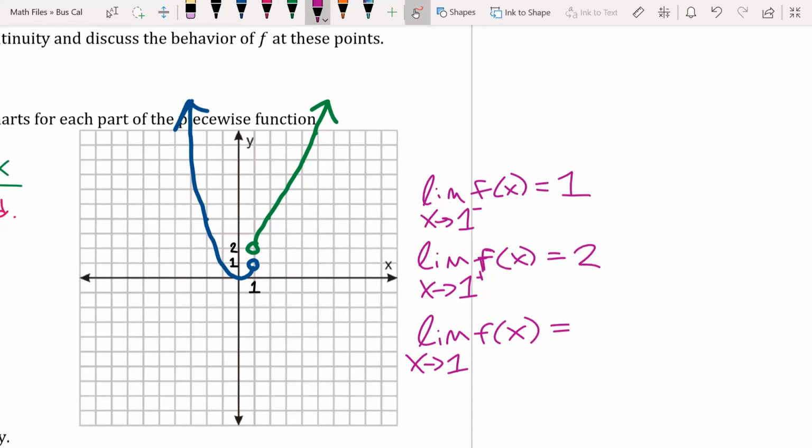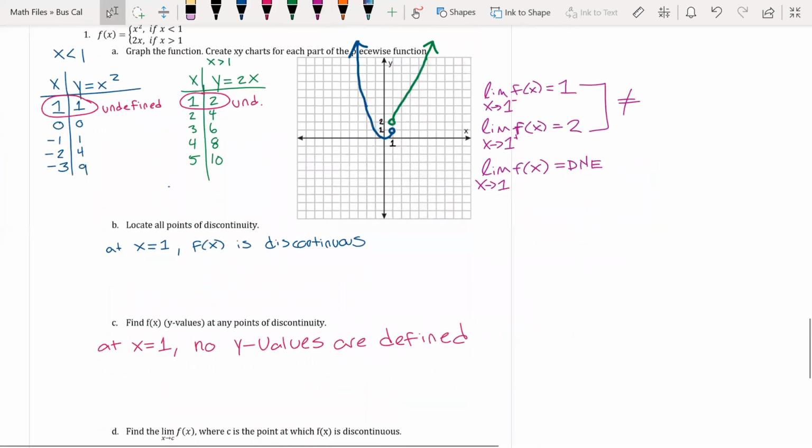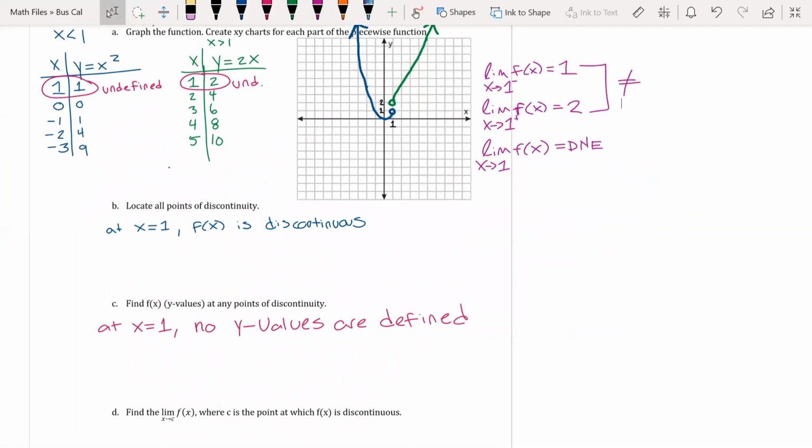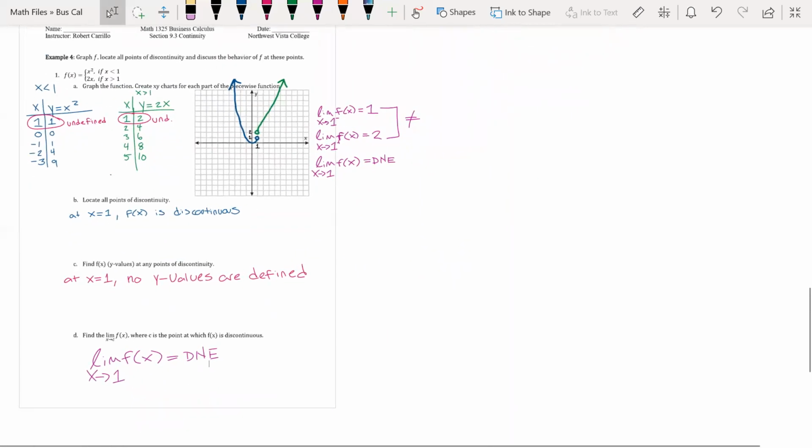Doesn't exist. Why? They're not equal. These are not equal, right? Further proving that, yes, this function is definitely discontinuous at x equals 1. So I'll just write that down here. The limit as x approaches 1 from both sides does not exist. And that's it. Any questions on that?